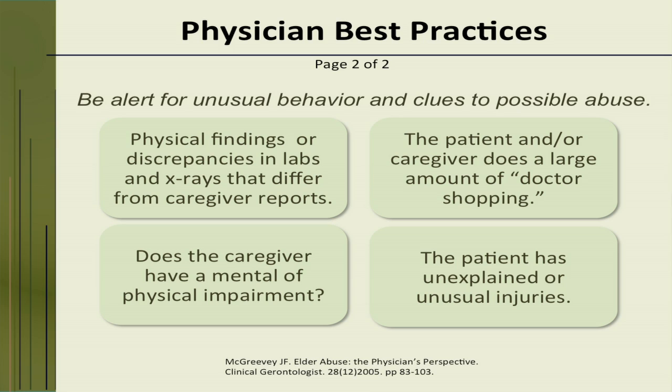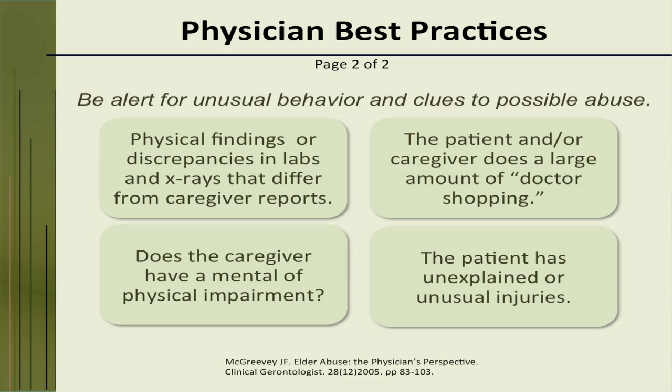The patient or the caregiver does a large amount of doctor shopping. If you see that your patient is going from this doctor to this doctor to this doctor, oftentimes it's a way to conceal the abuse by not allowing one physician to develop that relationship so that they can see a pattern of injury in this older adult.